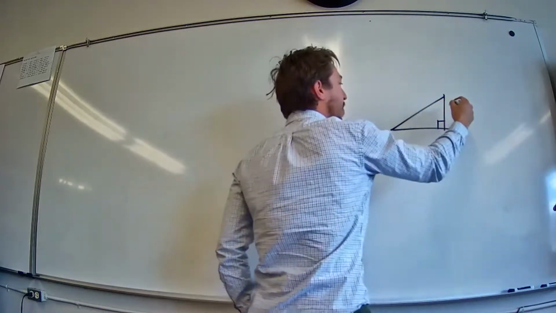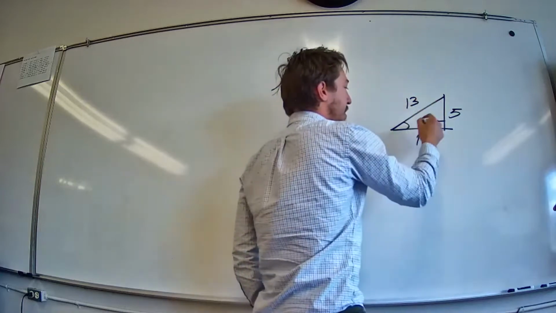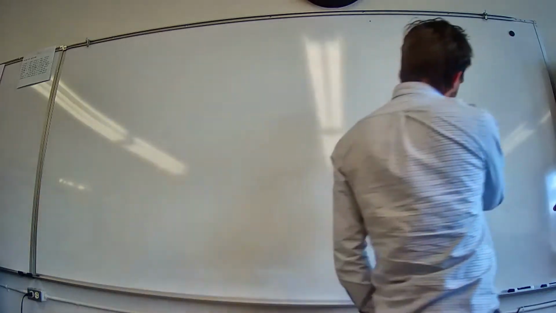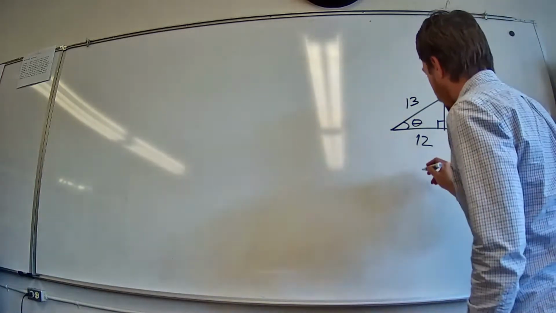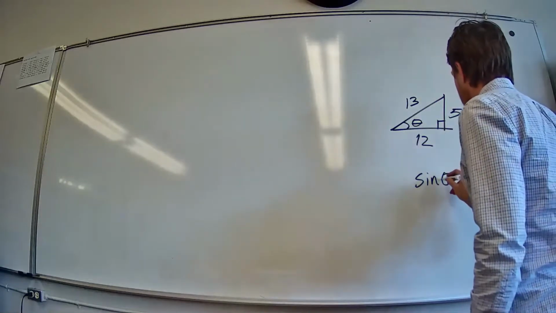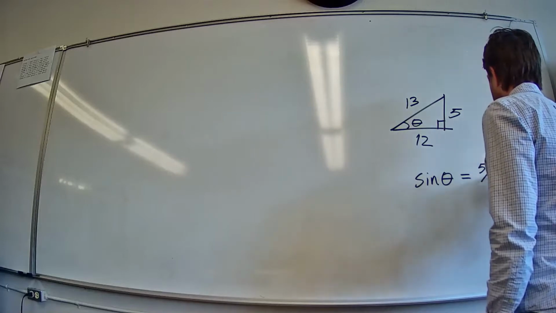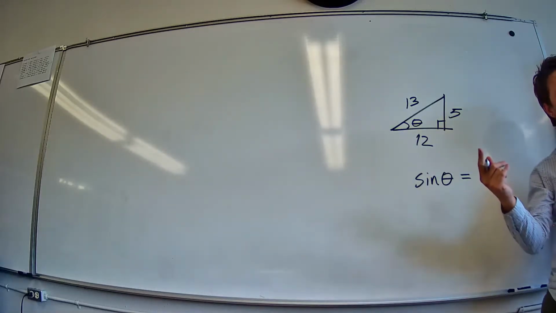Here, the first triangle I drew for you was a 5, 12, 13. Let's suppose this was some angle theta. One way to talk about this would be, I could say, for example, the sine of my angle is 5 over 13. Is everyone fine with that?